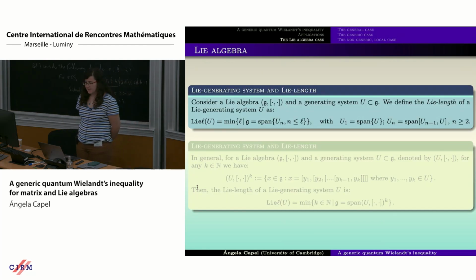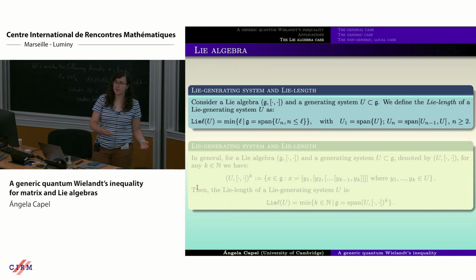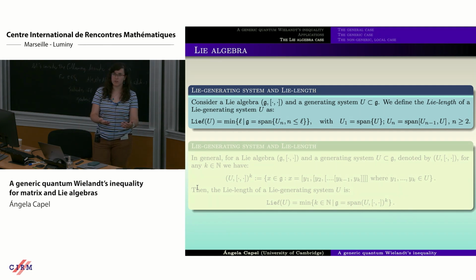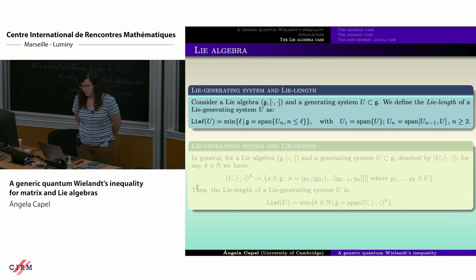And what I want to do is briefly mention the case of Lie algebras. Because of course, I've been talking about matrix algebras. In principle, there should be some extension to Lie algebras. And what we can naturally do is extend all the notions that I mentioned until now to the context of Lie algebras. And the first thing that we do for that is, well, we consider a Lie algebra G with the commutator, with the Lie bracket, and then we consider a generating system on the Lie algebra.